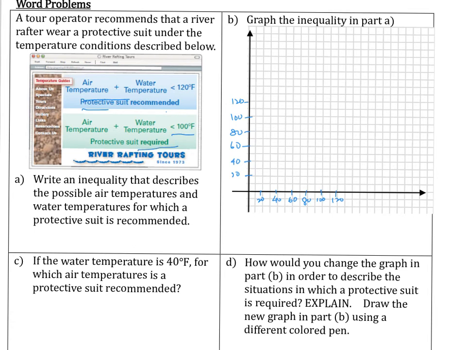So part A, write an inequality that describes the possible air temperatures and water temperatures for which a protective suit is recommended. So that would just simply be A plus W less than 120. Part B, graph the inequality in part A. Well, I can just first graph A plus W equal to 120, which is the boundary line.